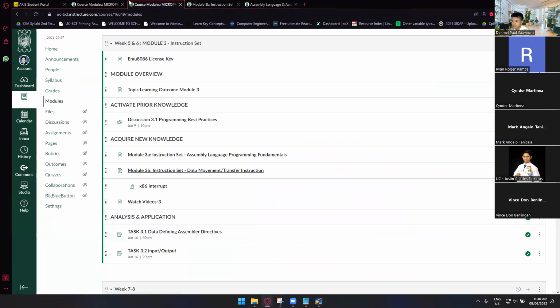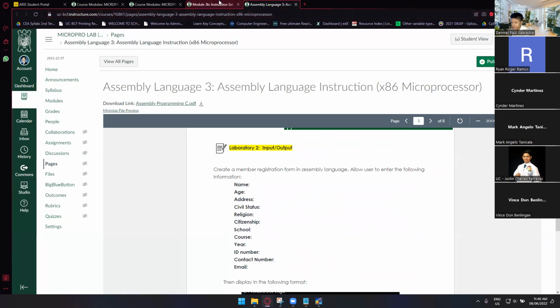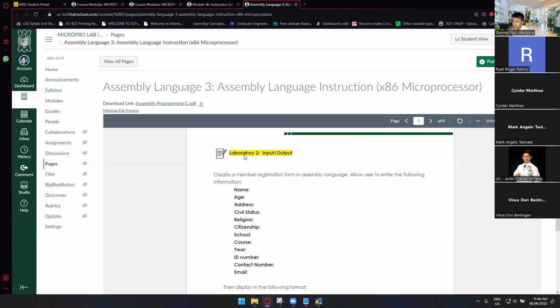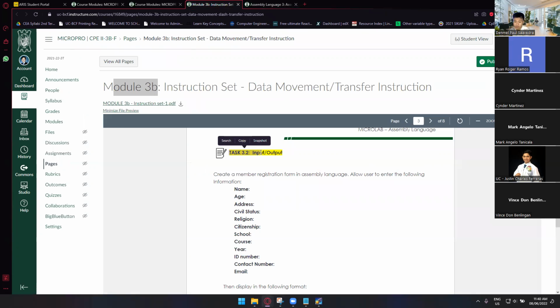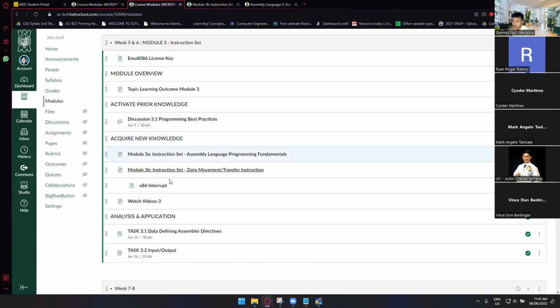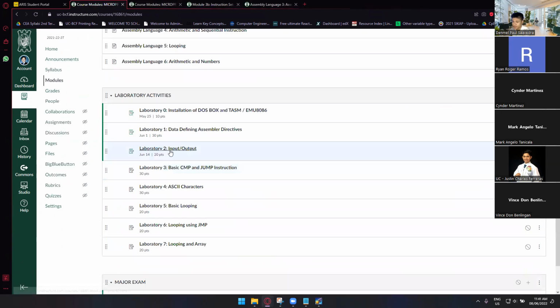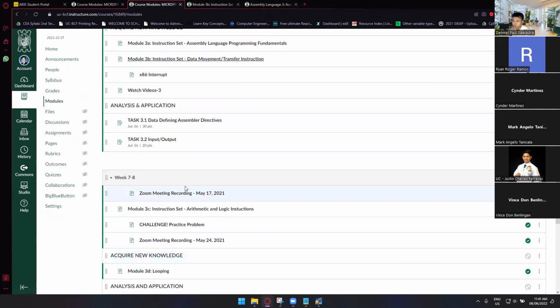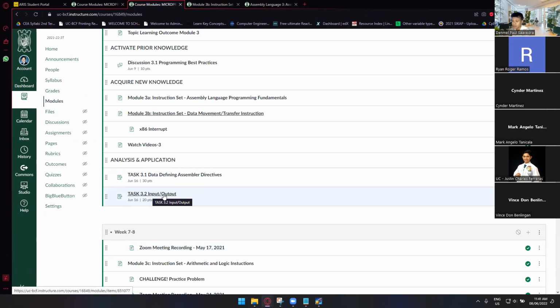So we already had a discussion regarding module 3. That is why I just compiled it, so that we can save our precious time and you can use the remaining time to finish the given activity. Basically, once you're done with task 3.2 in the lecture, you can submit that as your laboratory number 2 in our laboratory, right here, the input output, since they are just the same. So lab number 2 and task 3.2, input output, those two are the same.